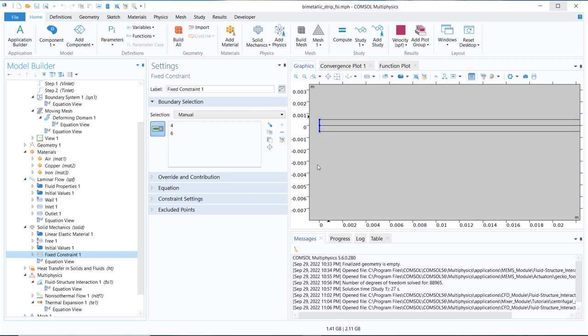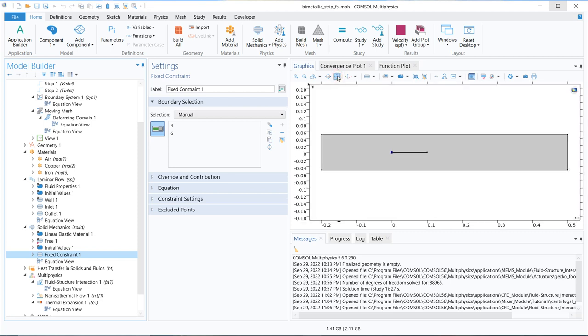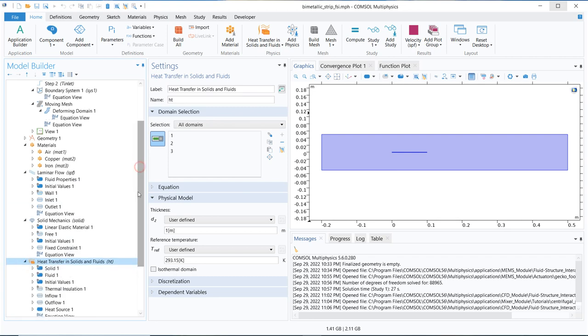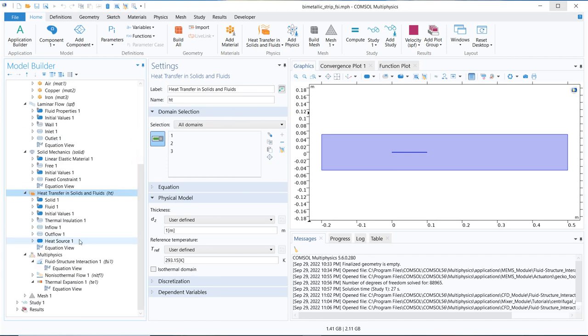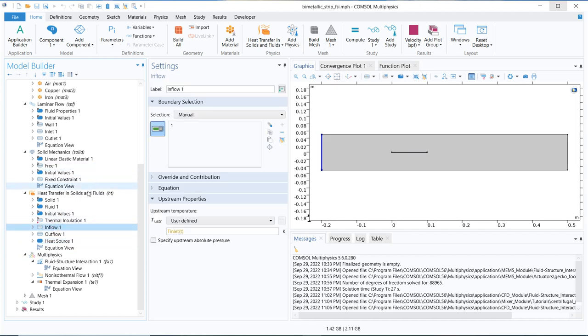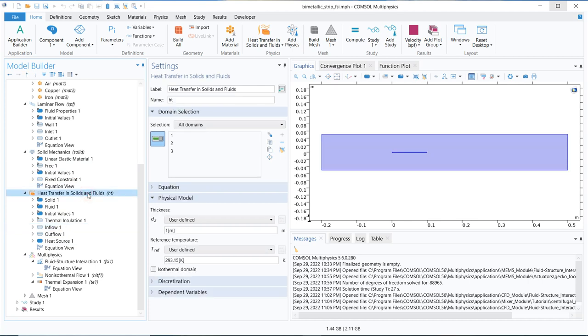That means this side is fixed, and you have heat transfer. So why do we have heat transfer? Because this bimetallic strip is getting heated up by a particular heat source. You can see they have given a particular heat source in the bimetallic strip, and this is heat transfer in solids and fluids. So we have fluids and we have solid, and heat is getting transferred through all the zones, because you have a heat source in the bimetallic strip.